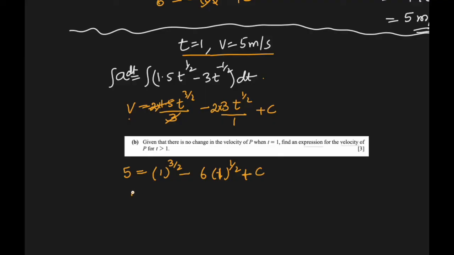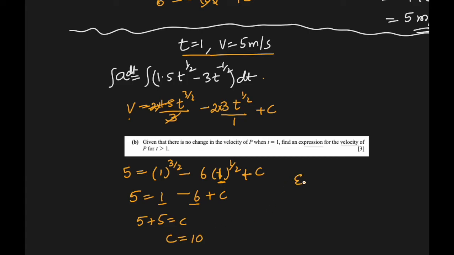This is 5 equal to 1 minus, this is also 1, so 6 plus c. 1 minus 6 is minus 5, goes to the other side, 5 plus 5 equal to c, 10.